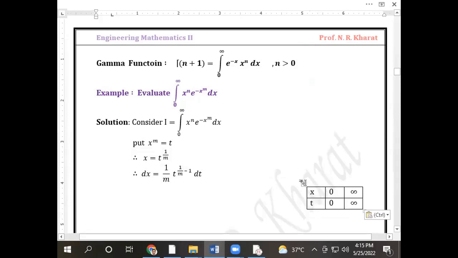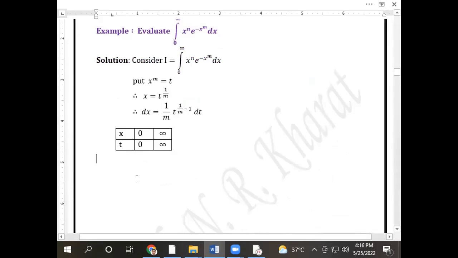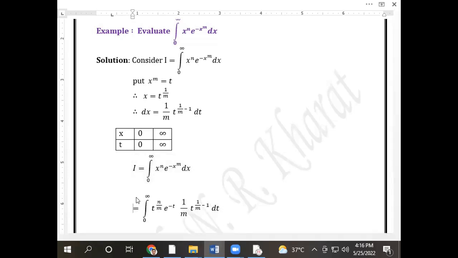And changing the limits of integration: as x goes from 0 to infinity, at the same time the value of the new variable of integration t also changes from 0 to infinity. So we have to change the given integration. We have to change the value of x raised to m, the value of dx, and the value of x also. First, x raised to n changes to t raised to n upon m, because the value of x is t raised to 1 upon m. When we take the index n, it becomes t raised to n upon m.